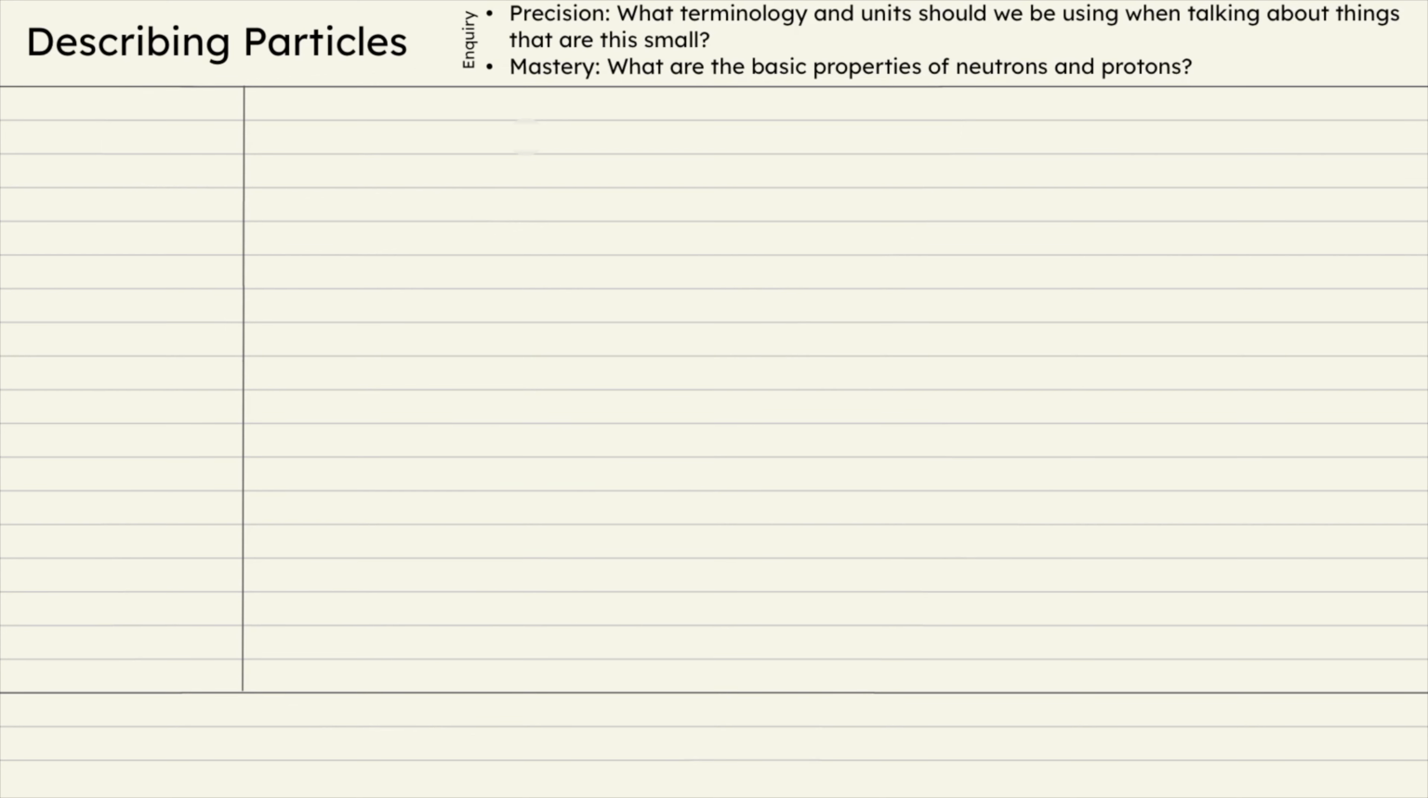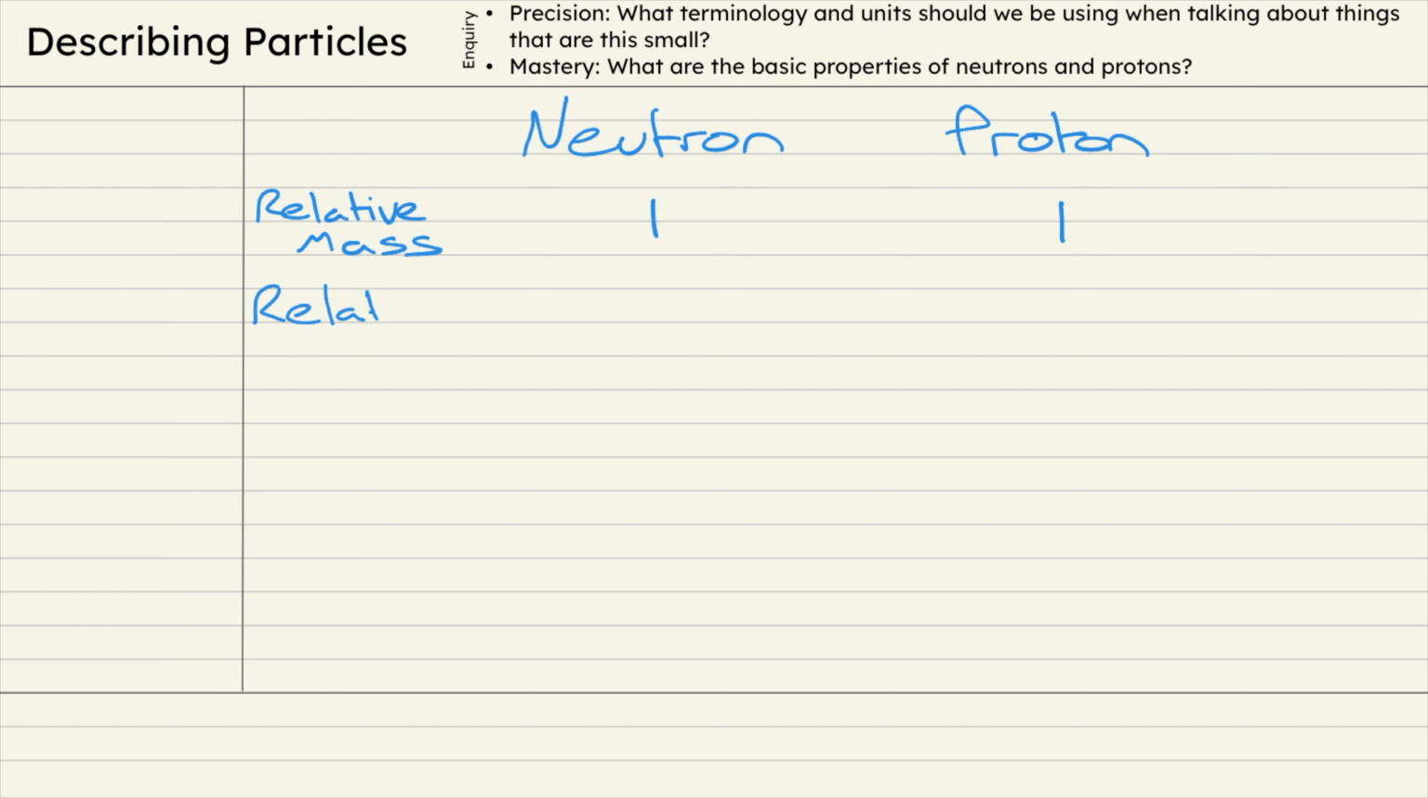First up then, the neutron and the proton. Relative mass of 1, and the proton has +1 relative charge. The neutron is neutral, no charge. There are a few properties we need to understand if we're going to look at other more exotic particles, so let's look at these familiar ones first.